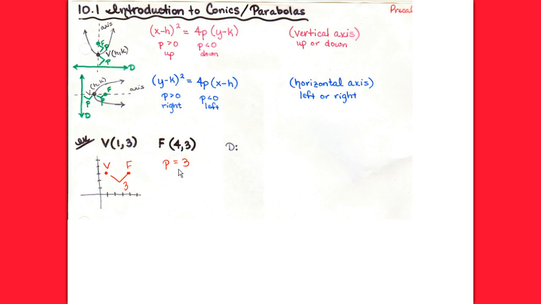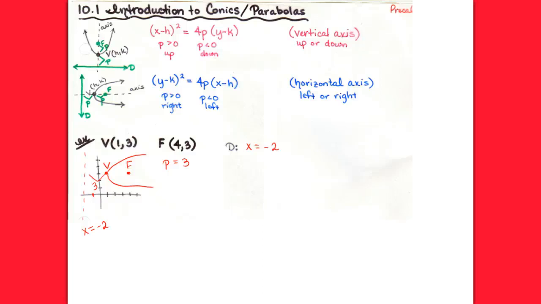So if I want to find my directrix, all I have to do is come right here to my vertex and back up 3. So if I'm at 1 and I back up 3, where would I be? At -2, right. So if I back up to -2 to draw my directrix, what's the equation of every vertical line? X equals or y equals? X equals. So we'll have x is equal to -2.